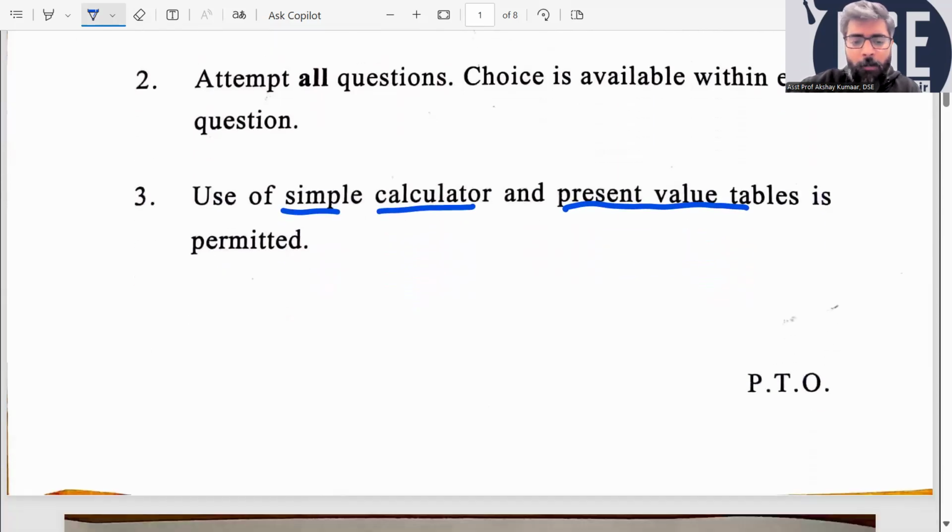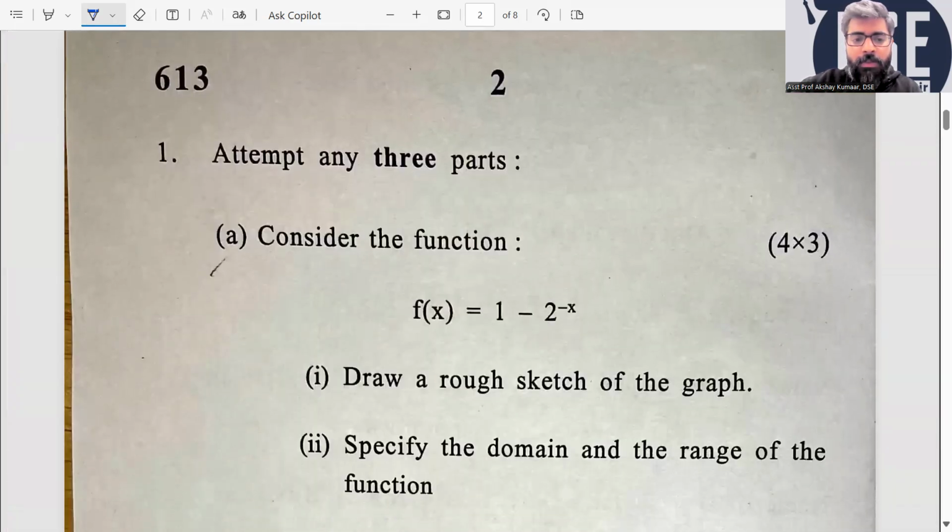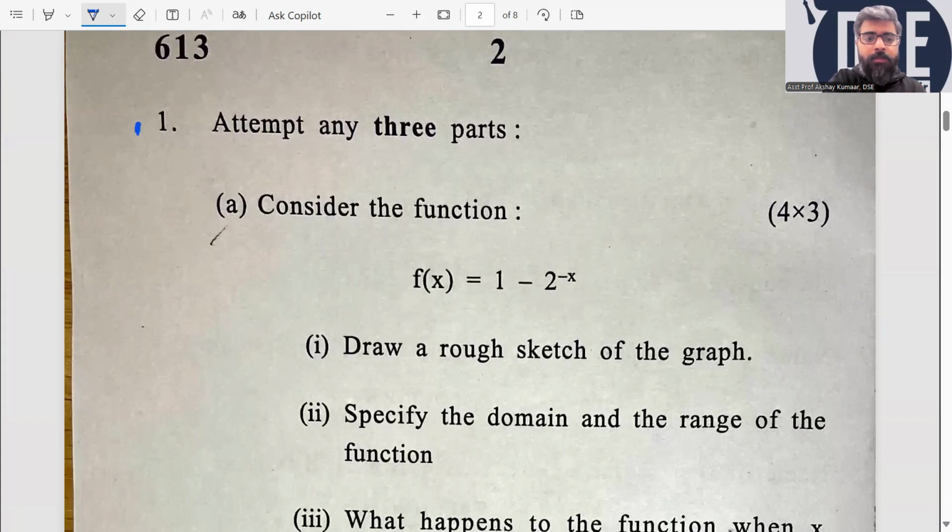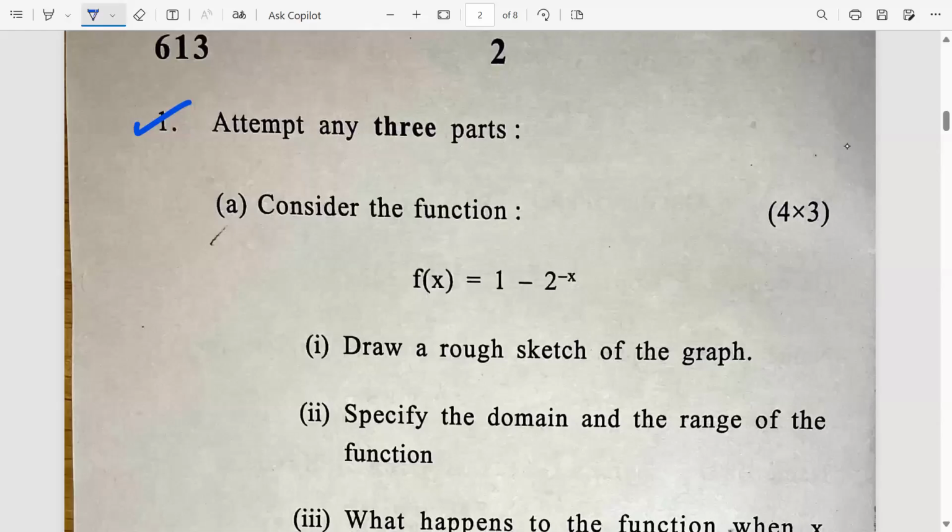So if I scroll down, I'm going to start with the discussion of question 1 in this particular lecture. So let's start with the discussion of this particular 2023 question paper. So within question 1, let's look at part A.